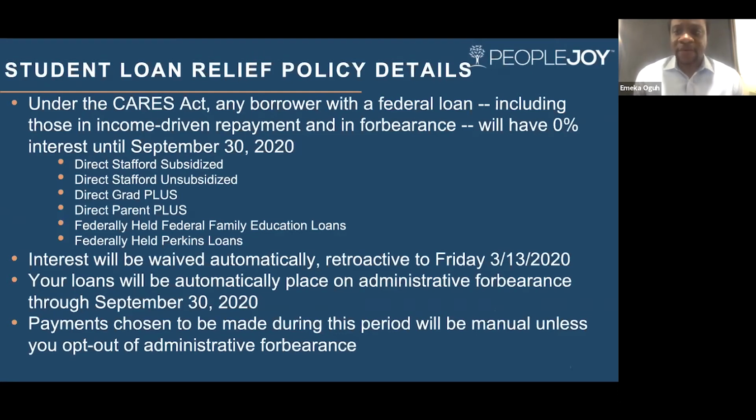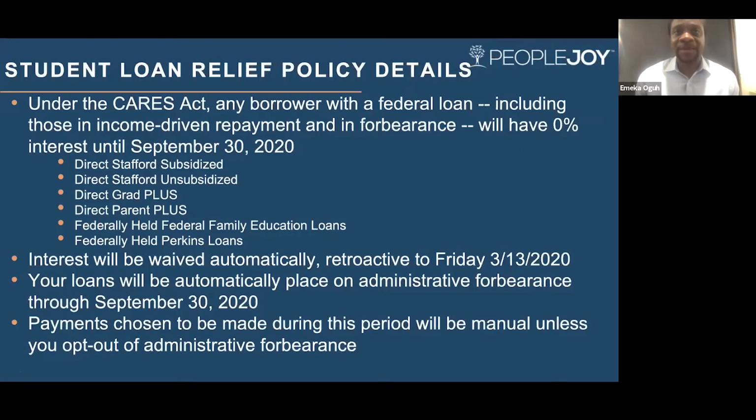Under the CARES Act, if you have student loans, you're probably already familiar with this. Student loan payments are suspended through September 30th, 2020. And so that began on March the 13th in response to the CARES Act. And what that means is you don't have to make any payments until September 30th, and interest is not accruing on your loans through September 30th. So you have a 0% interest rate, and you don't have to make any payments until September 30th.